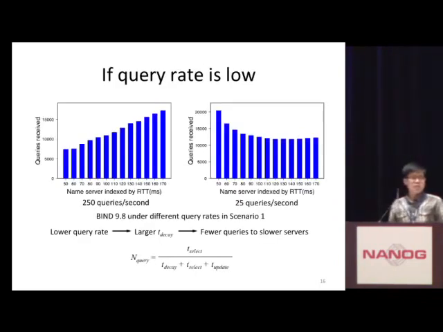And to verify our speculation, we redo our measurement under a lower query rate. In this case, we reduced the query rate from 250 queries per second to 25 queries per second. So now we got a lower query rate, and the estimated round-trip time decays slower, and we got a longer decaying phase, so fewer queries will be sent to the slower server. As the result on the right shows, most queries will be sent to the fastest name server.